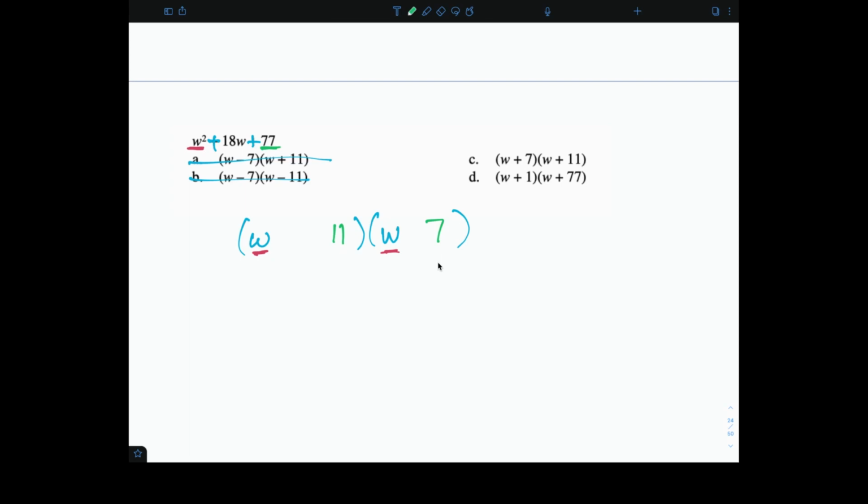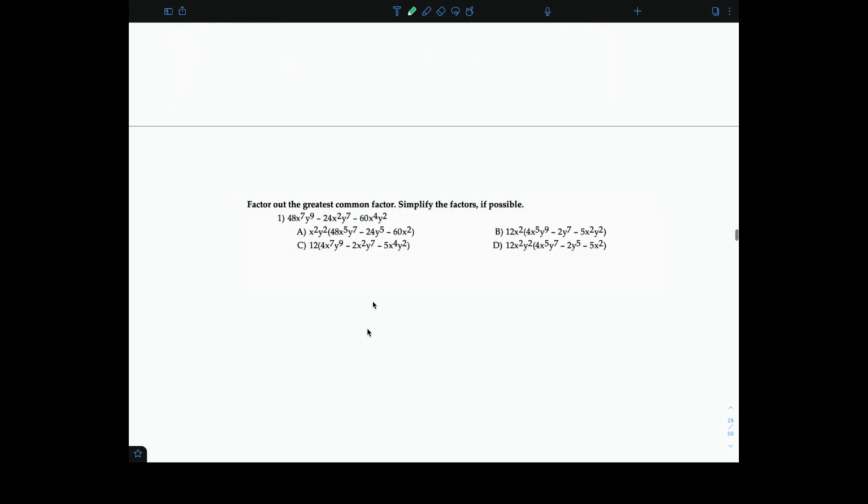Now all I got to do is make sure if I add 11 and 7, do I get 18? Well, sure. That's definitely what happens. So that is the combination I want, and there's my answer. You can see that if you used 1 and 77, if you add these two together, you get 78, which is not 18. So that clearly is wrong. Okay? All right, let's keep going.